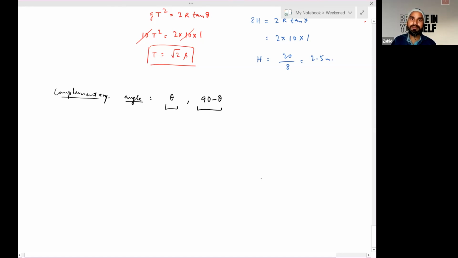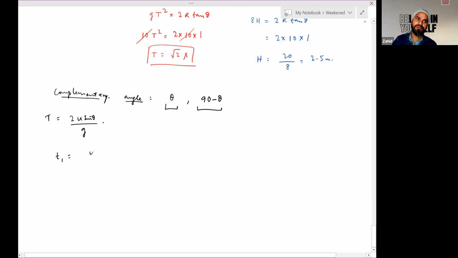Now we have to define the relation for time of flight, range, and height for these complementary angles. First, for time of flight, as time of flight is 2 times u sine theta divided by g.